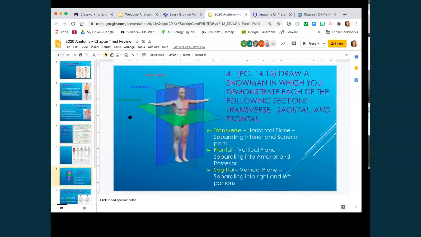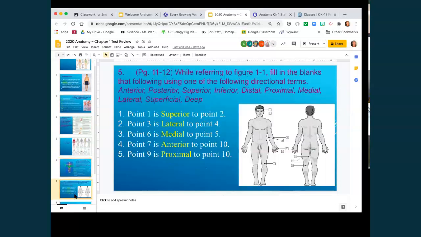And then we talked about the planes: transverse, horizontal, sagittal cuts us into right and lefts, and the frontal is front and backs. And we'll want to be familiar with those, because when we're looking at structures, it'll say you're looking at a frontal view or a sagittal view. So it's important we know what view we're looking at.